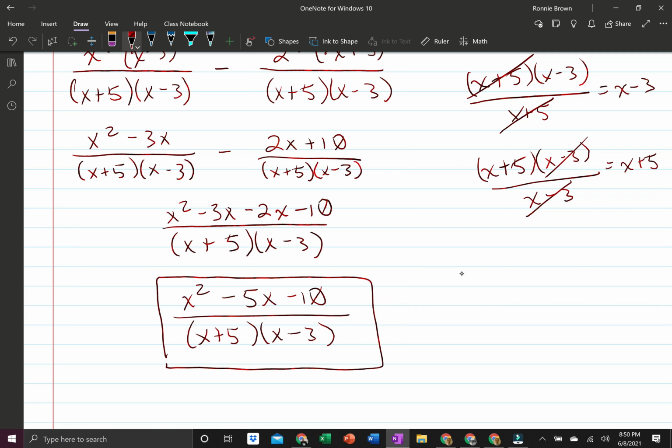So that was adding and subtracting rational expressions with unlike denominators. Remember to find the LCD and then create new fractions based upon that LCD.